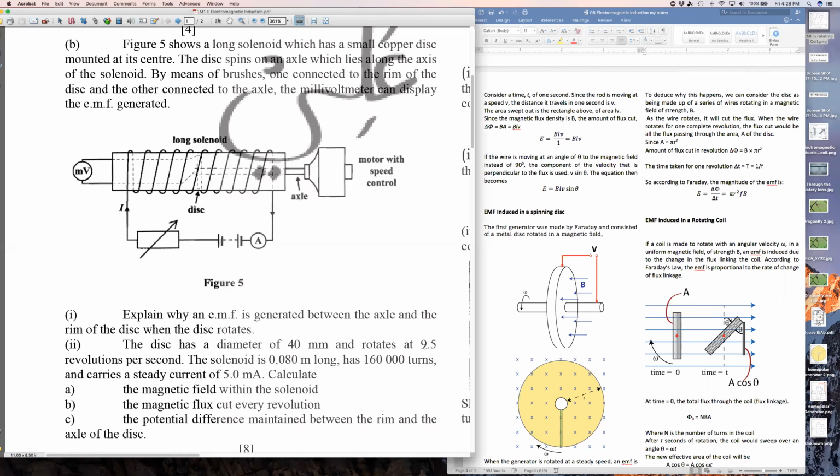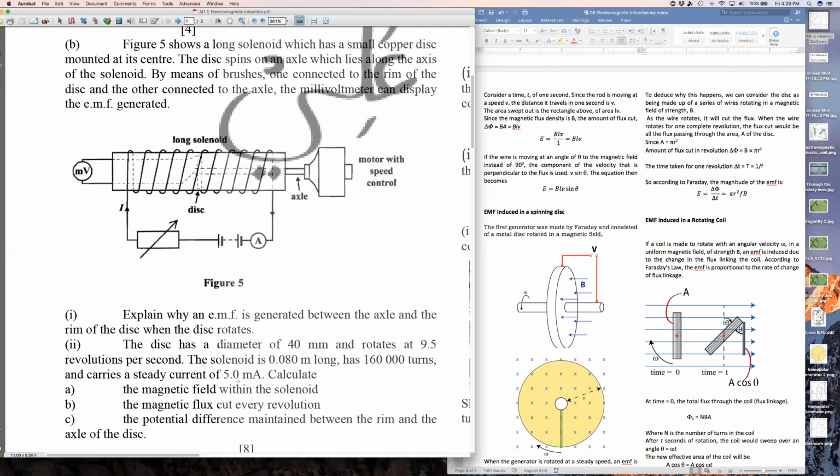So far, so good. When you look at the equation for the EMF, we already have R, the radius, which is 0.02 meter, and we already have F, which is 9.5. We're good so far. The missing bit is B, and let's continue reading. The solenoid is 0.08 meter long. It has 160,000 turns and carries a steady current of 5 milliamps. All right?